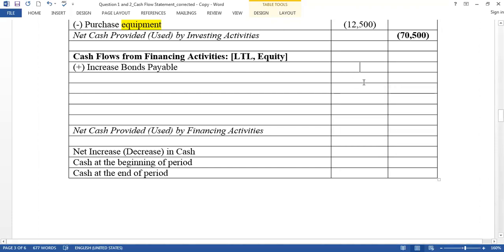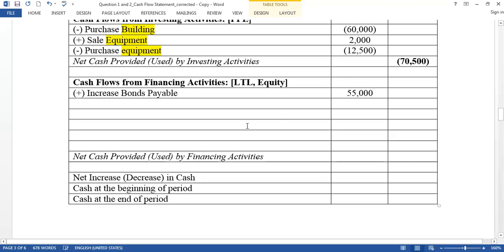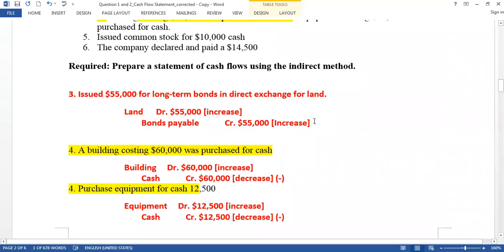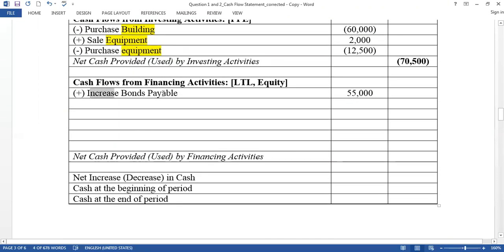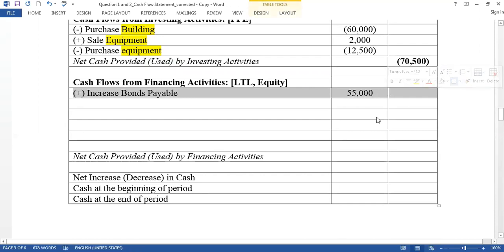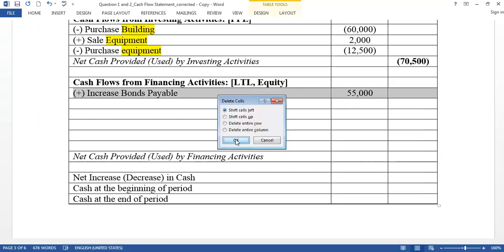So some students will do something like this. They think that liability increase means I am holding this money, so it is plus. But the question said that no, your liability increased and you are holding it in the form of land, not in the form of cash. So we should delete this. Although this is financing activities, it is not related with cash, so we delete it.